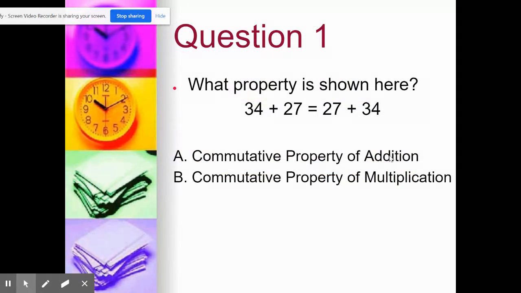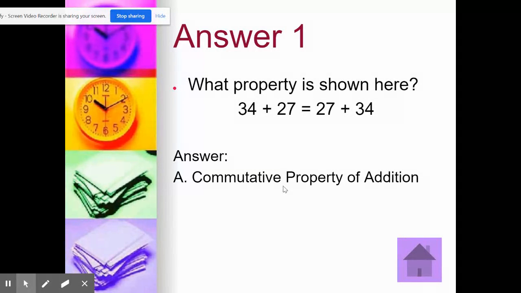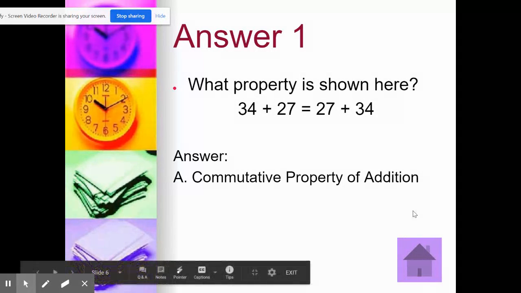So let's look at some practice questions. So here, what property is shown here? We know it's going to be commutative because all they're doing is switching the numbers. We're switching 34, 27, 27, 34. All I did was flip-flop them. Well, is it commutative property of addition or multiplication? Well, it's addition because the problem is an addition problem. So the answer is the commutative property of addition.